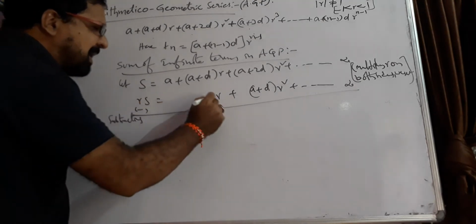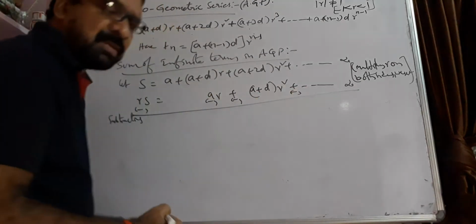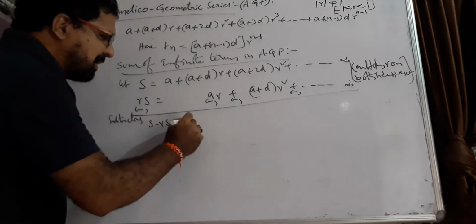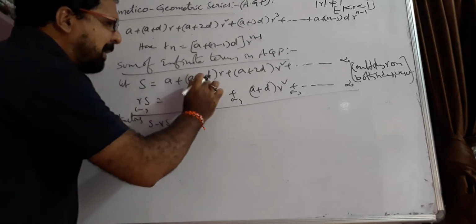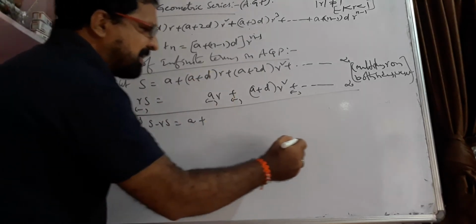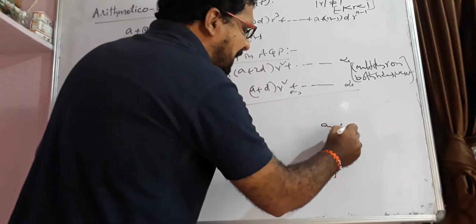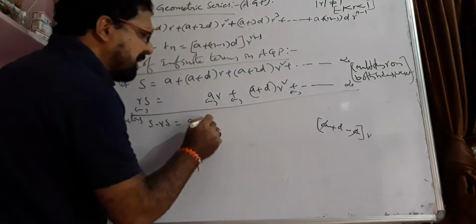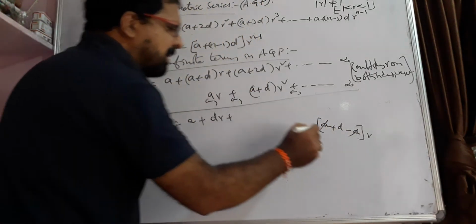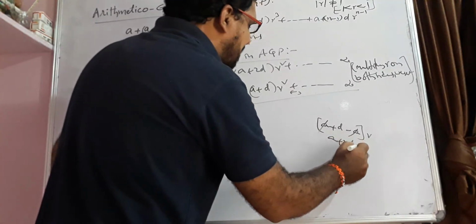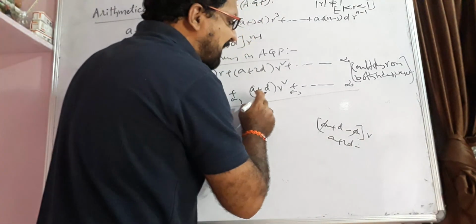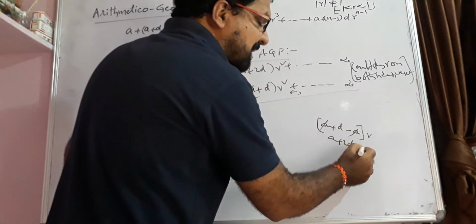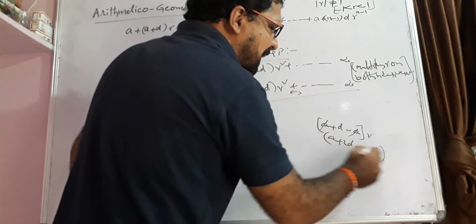So here minus, minus. The symbol is going to be changed. So here S minus RS is equal to A plus D into R minus AR. So check it here, A plus D into R minus AR. Take R as common, then you are going to get here dr. This is dr plus again A plus 2D into R square minus A minus D into R square, when you multiply with minus A minus D into R square.